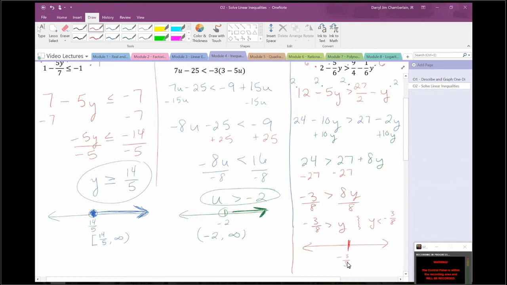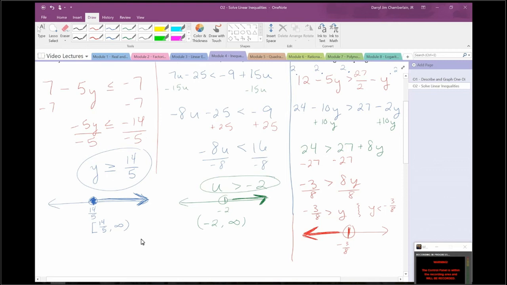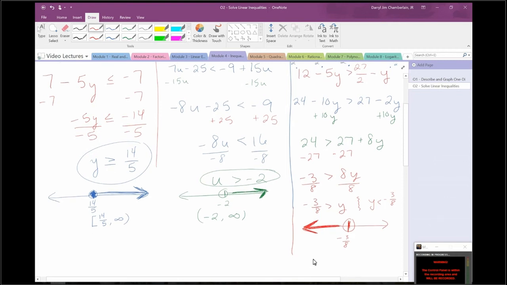And so we still have that 3 over 8. It's not included. And this says negative 3 over 8 is greater than y. So y is somewhere less than it, which is what flipping this fraction means. And if we wanted to write this in interval notation, we have it from negative infinity to 3 over 8, and it's not included.